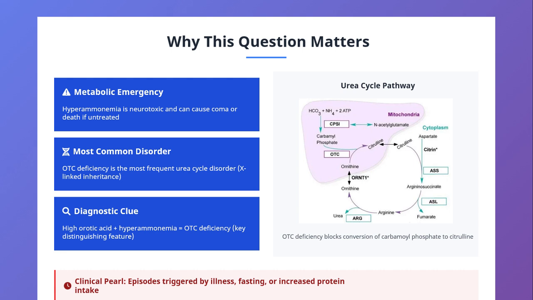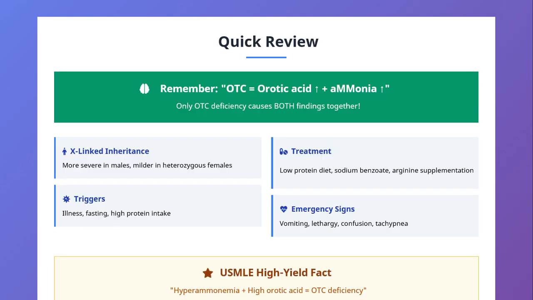This condition is clinically important. Hyperammonemia is a medical emergency. Ammonia is a neurotoxin that disrupts brain function and may lead to lethargy, vomiting, confusion, cerebral edema, coma, and even death. Ornithine transcarbamylase deficiency is the most common urea cycle disorder and is inherited in an X-linked recessive pattern. Males are more severely affected. The disorder is often triggered by metabolic stress, such as infection, fasting, or a high-protein meal.